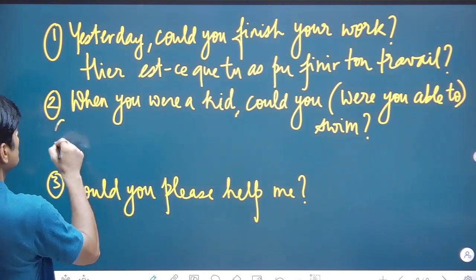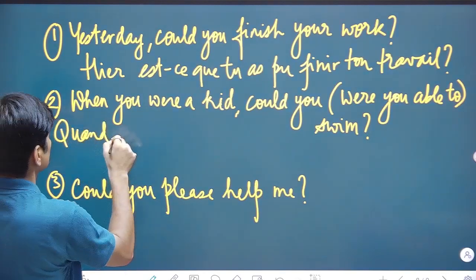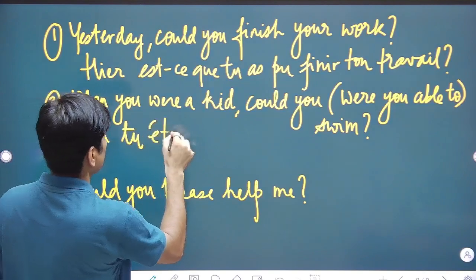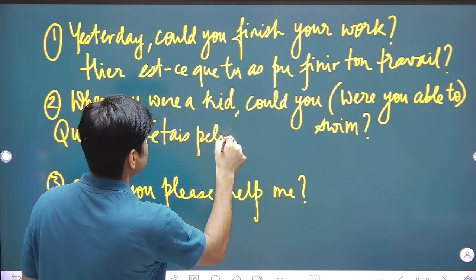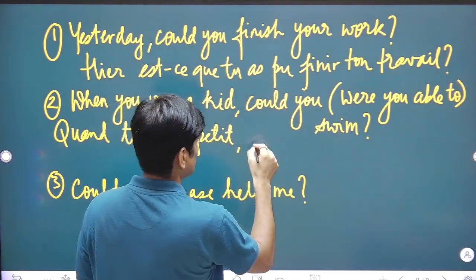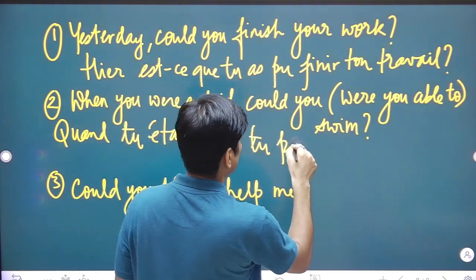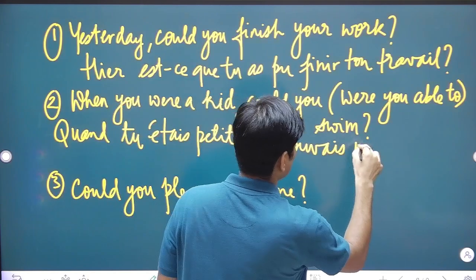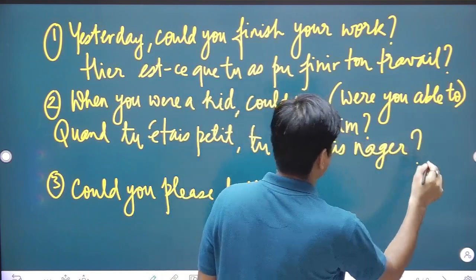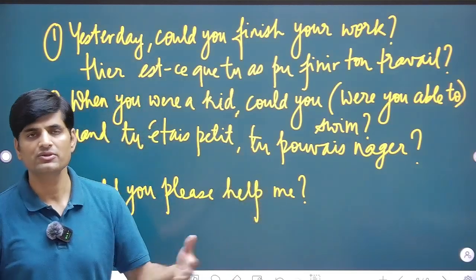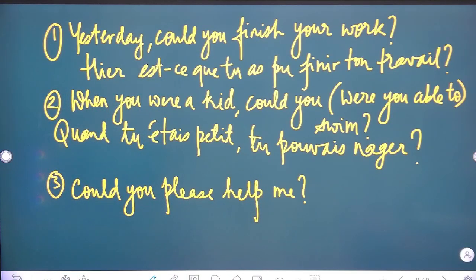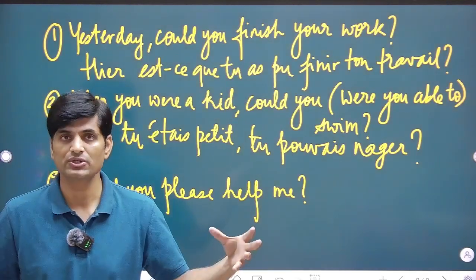So you would say, quand tu étais petit, tu pouvais nager. Voilà. Est-ce que tu pouvais nager ou bien tu pouvais nager? So here we see that we have used the verb pouvoir in its imperfect form because it shows the possibility of swimming for a longer duration.